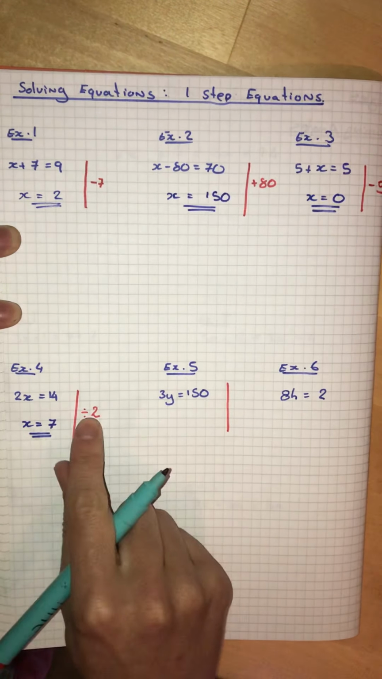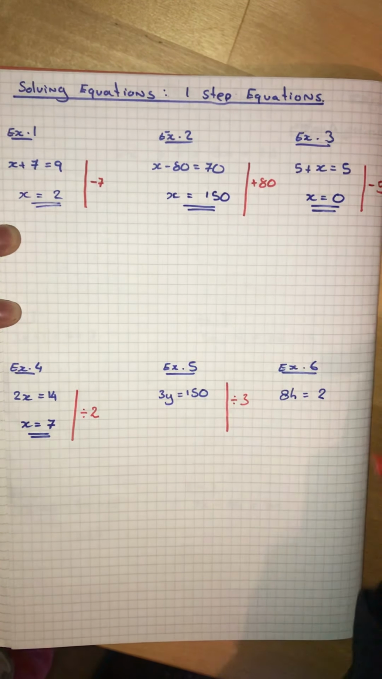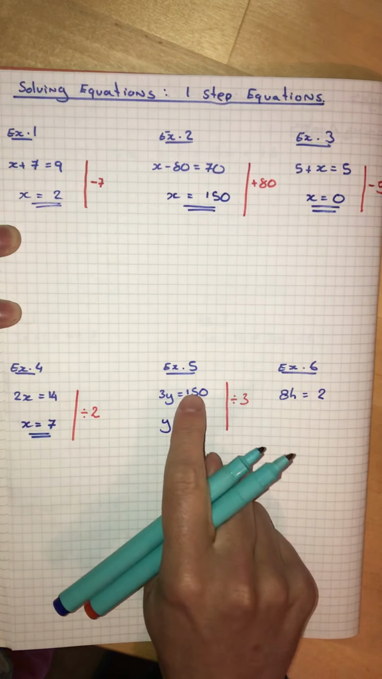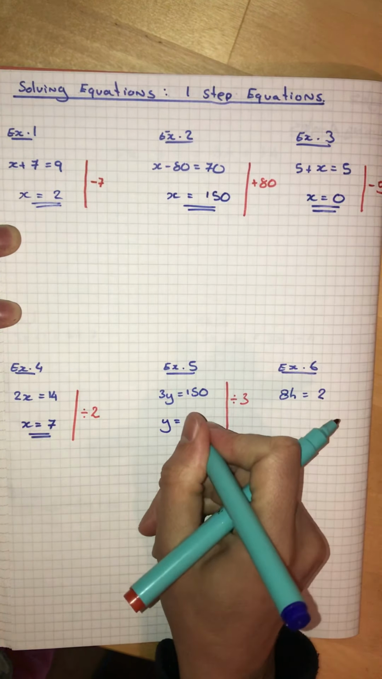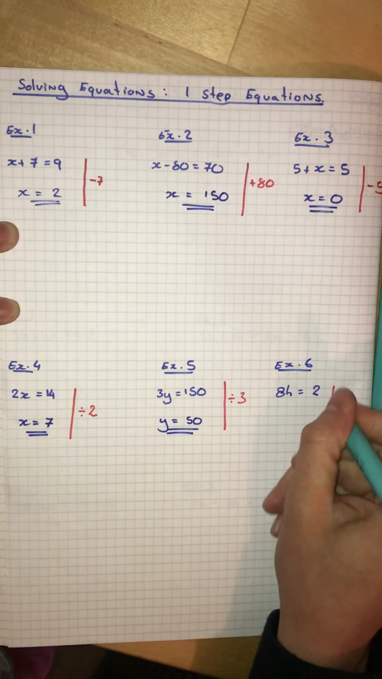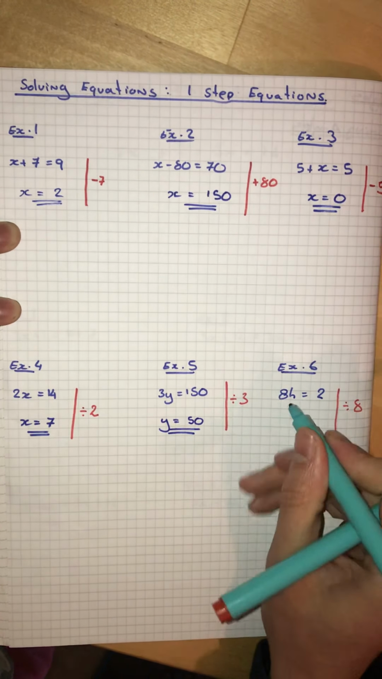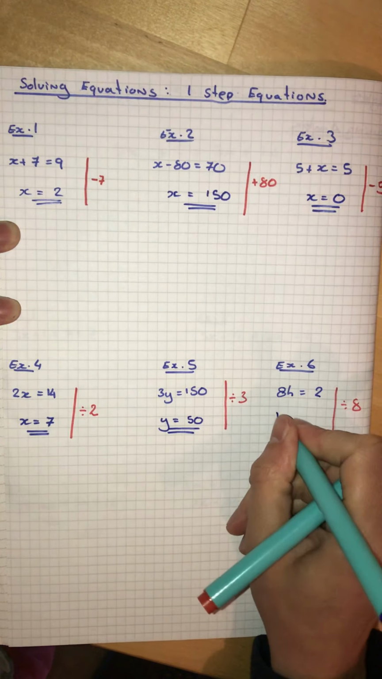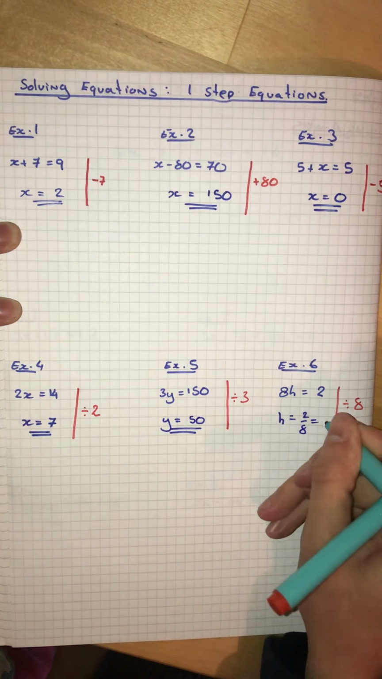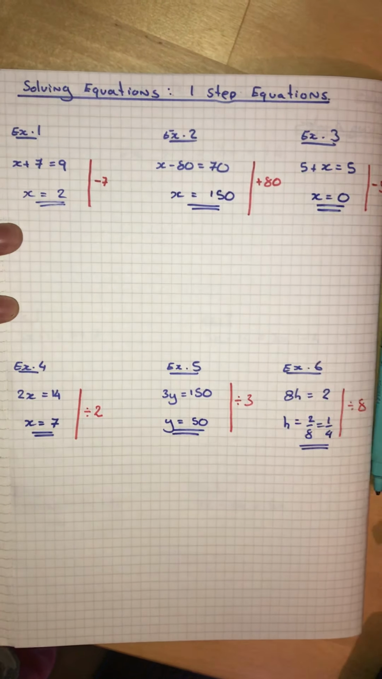This one we divided by 2, so this one we're going to be dividing by 3. 3y divided by 3 is y. 150 divided by 3 is 50. And lastly, we're going to divide by 8. 8h divided by 8 is h, and 2 divided by 8 is 2/8, which simplifies to be 1/4. And that is one-step equations.